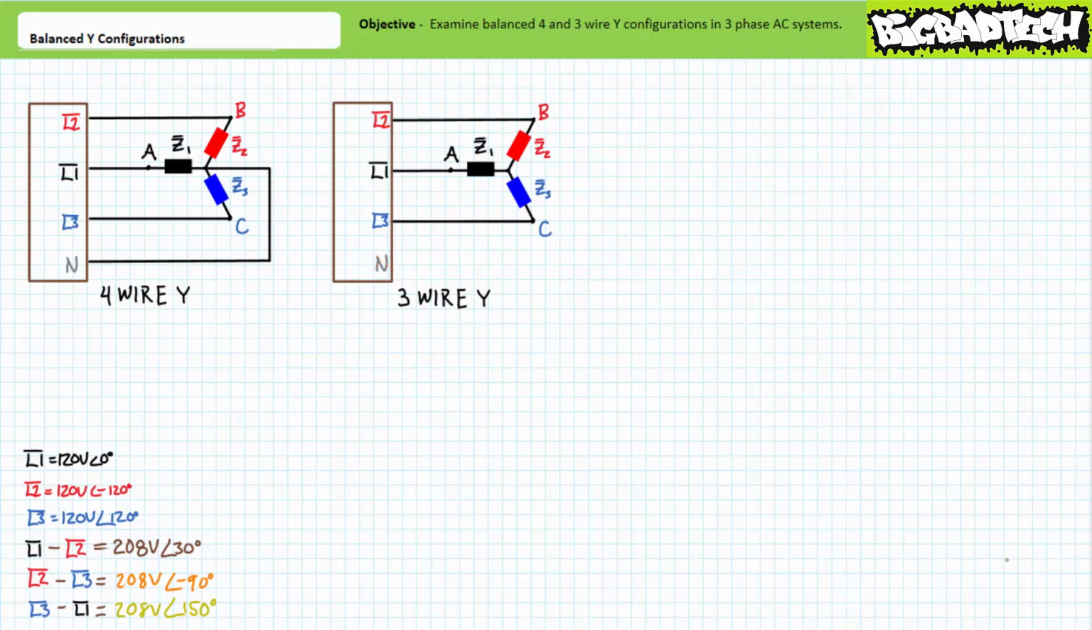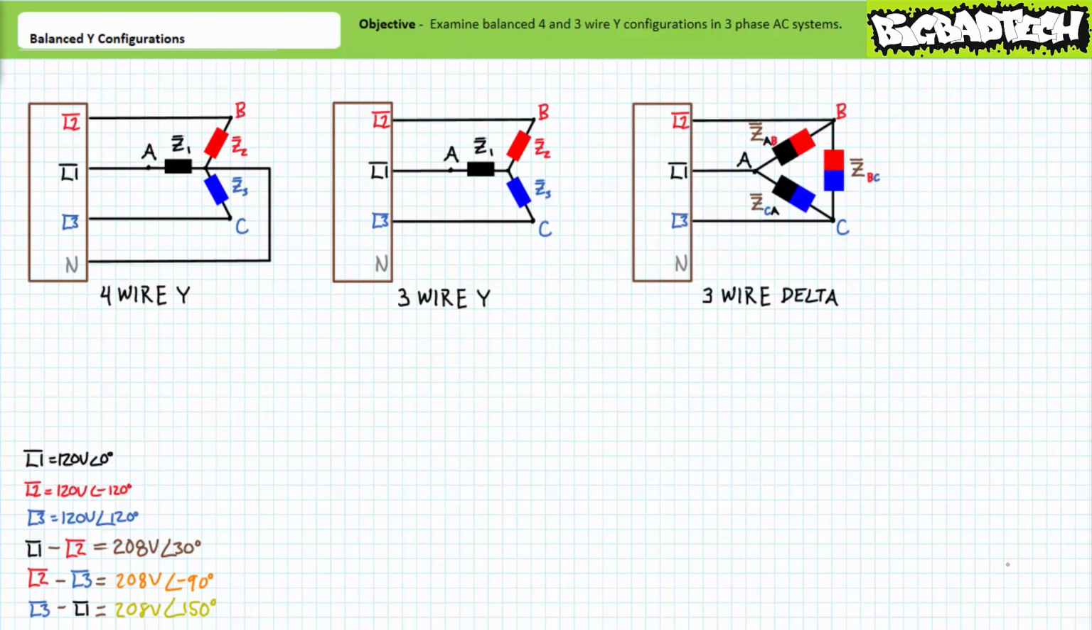The general diagram for both these Y configurations shows impedance element Z1 is directly connected to node A, impedance element Z2 is connected to node B, and impedance element Z3 is connected to node C. A delta configuration, in contrast, is a continuous looped arrangement of three load impedances forming the shape of a triangle. Similar to the three-wire Y configuration, a delta configuration does not make use of the end connection.